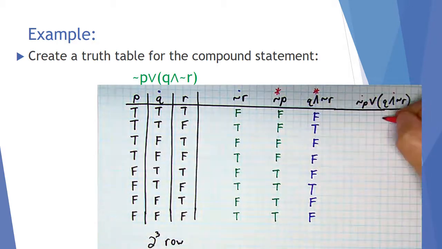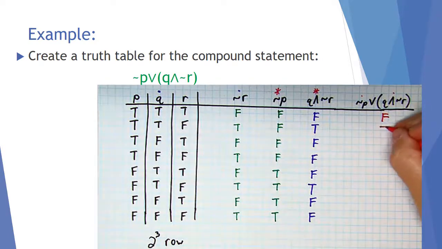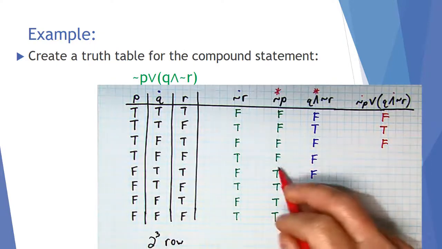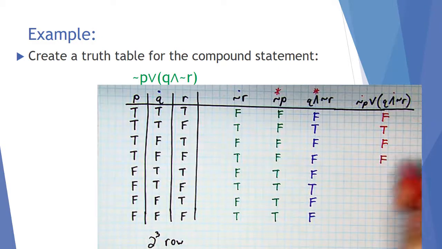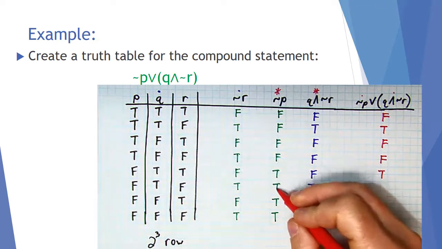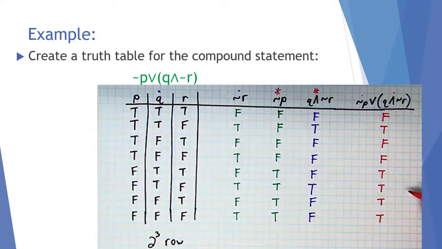So false, false, neither of them are true. That's false. False and true, there we have a true. That one's false, neither of them are true. And here neither of them are true, so we have another false statement. And now all the rest will be true because we have a true for the negation of P for all of these. And we've built the truth table for this compound statement, not P or Q and not R.